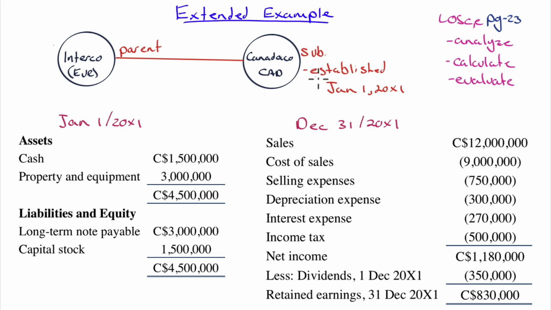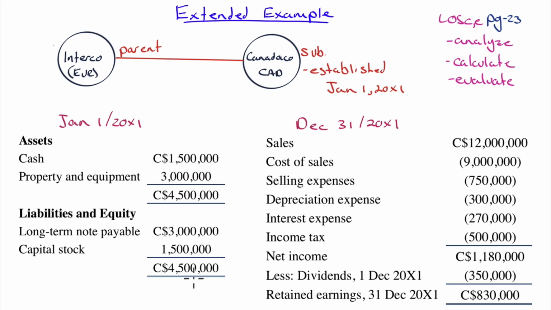Exactly. And let's say the subsidiary was established on January 1st, 20X1. So here's the balance sheet on January 1st, 20X1. It was capitalized, it looks like, with 1.5 million. This is all in Canadian dollars, so whatever the exchange rate was on the euro at that point, it bought 1.5 million Canadian. Looks like the company negotiated a loan of $3 million, and with that bought property, plant, and equipment for $3 million. There's the 1.5 sitting in cash. Total assets of 4.5. Total liabilities and equity of 4.5.